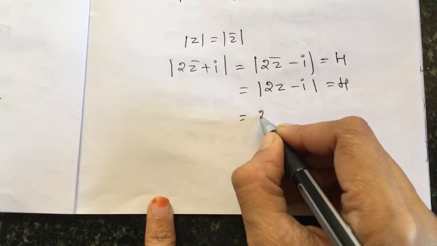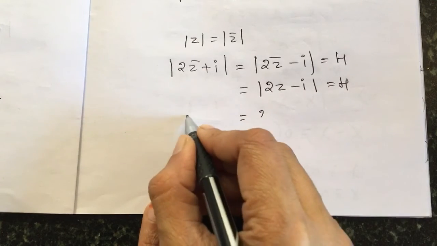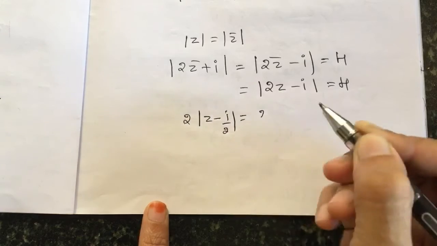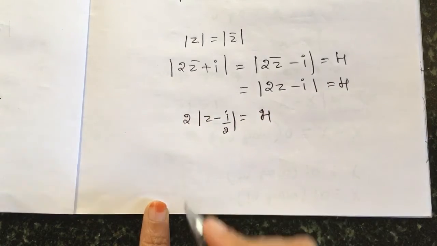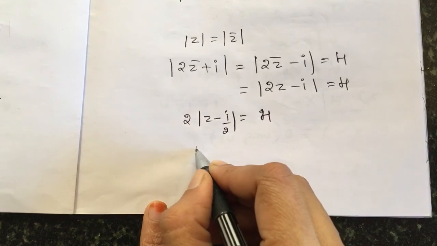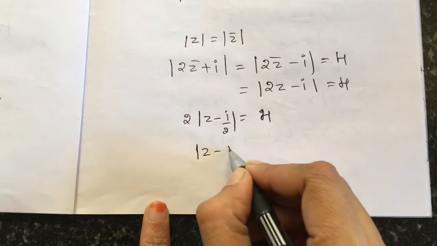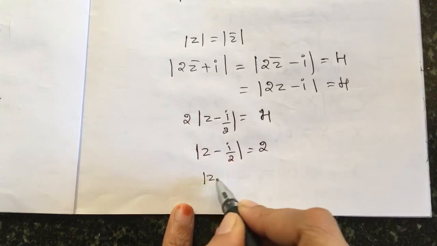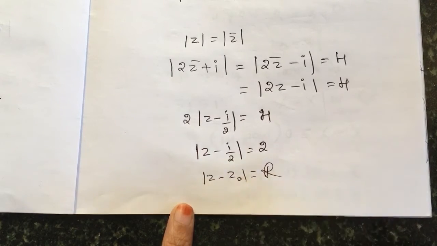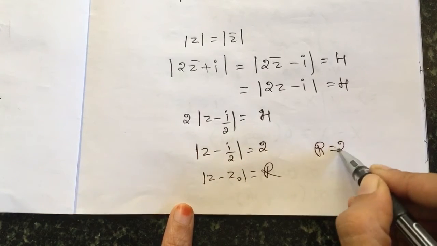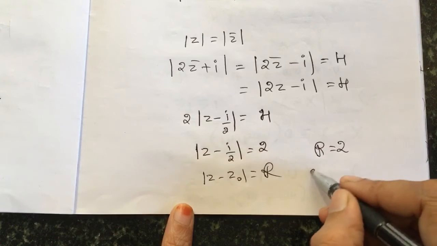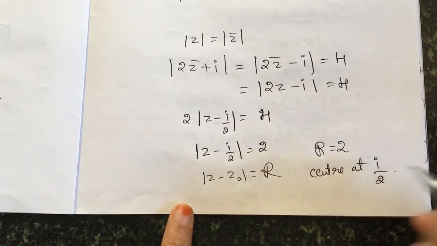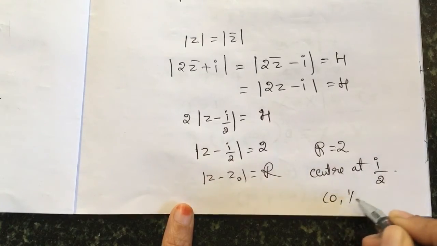So, rewriting over here, 2 into modulus of z minus i by 2 equal to 4. So this is the same as writing modulus of z minus i by 2 equal to 2. So this is in the form modulus of z minus z naught equal to r, where the radius is 2 and the center is at i by 2. That's the point 0, 1 by 2.